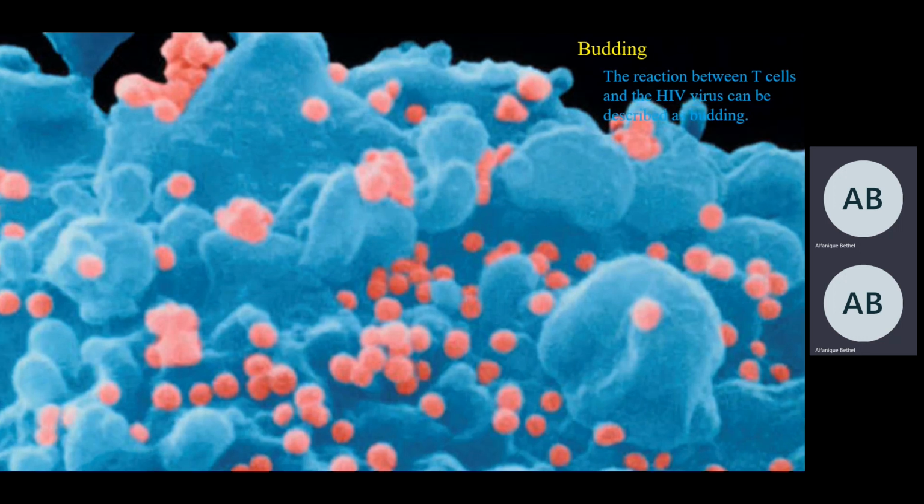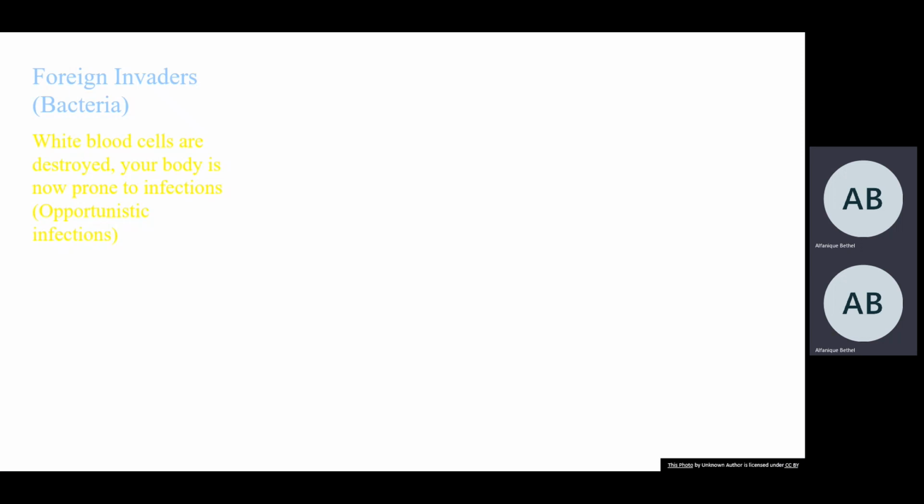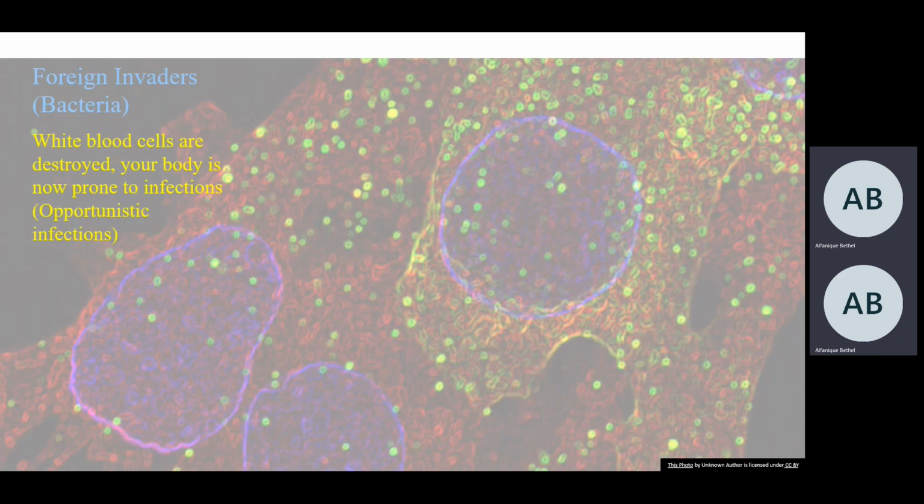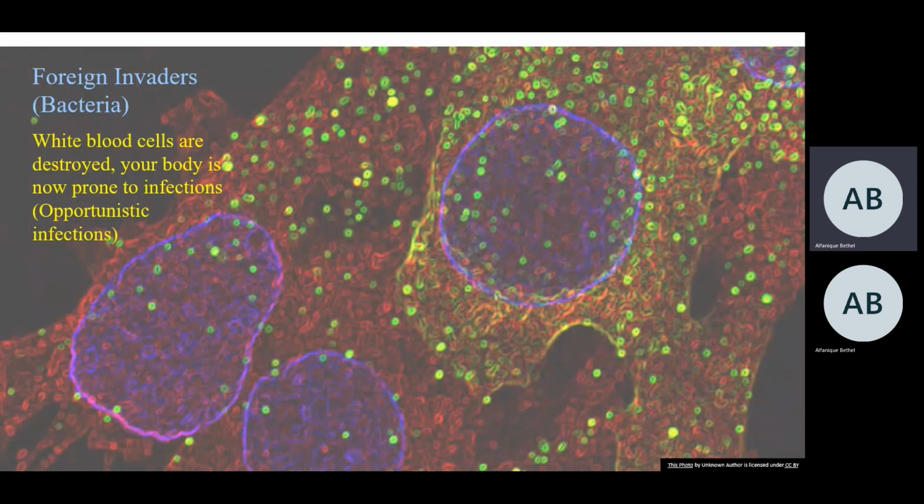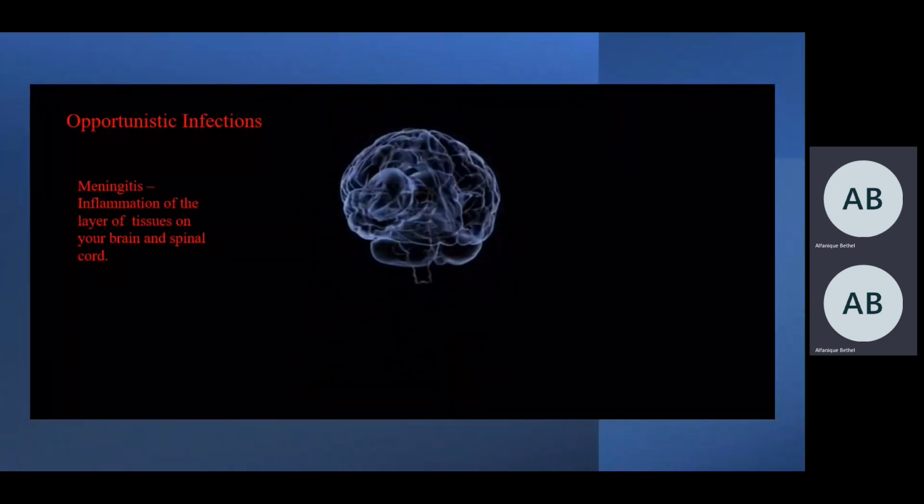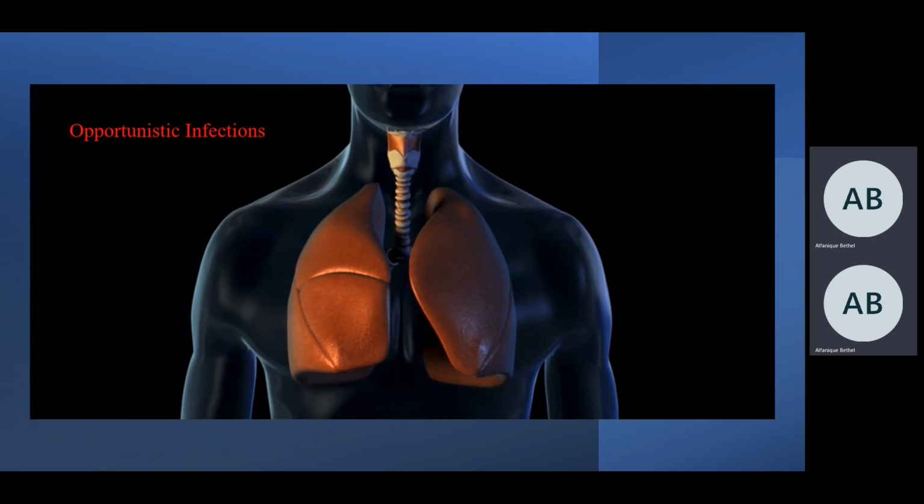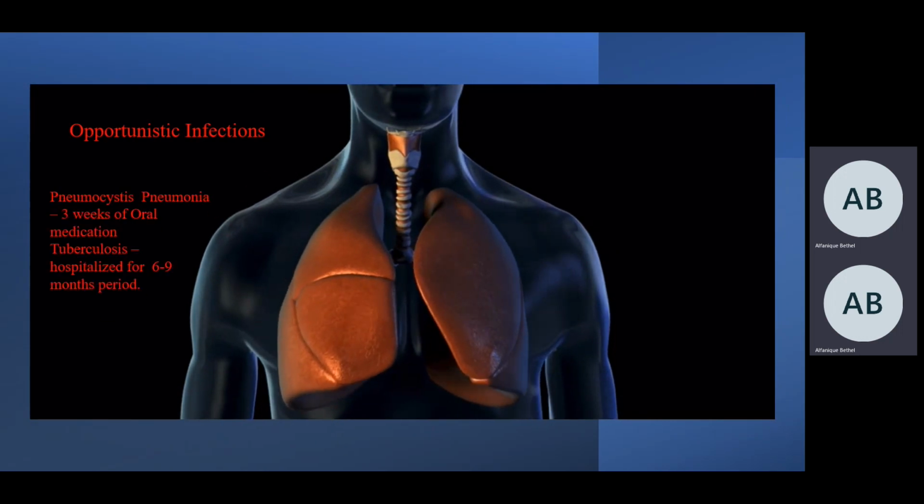After the budding process, little to no white blood cells remain in the body. This environment is perfect for opportunistic infections. Common opportunistic infections are meningitis, inflammation of the layer of tissue on your brain, and pneumonia and tuberculosis.